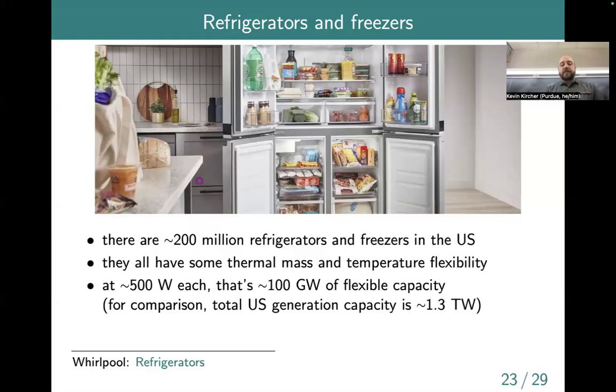So a typical freezer or fridge might use on the order of 0.5 kilowatt. If you take that and multiply it by the 200 million fridges and freezers in the US, you get about 100 gigawatts of potentially flexible power capacity. Just for comparison, that's about 1/13 of the total electricity generation capacity in the country. So not a small amount of flexible capacity.